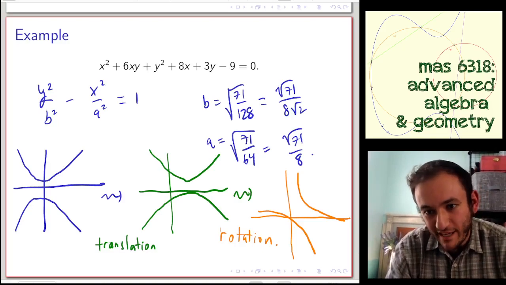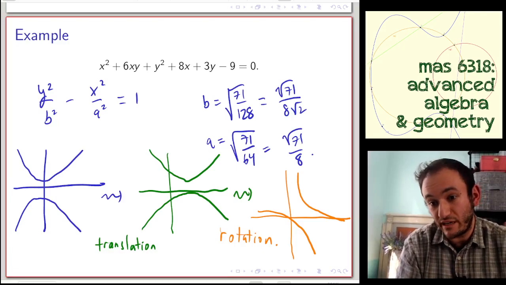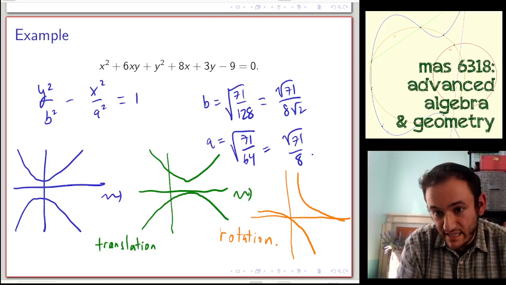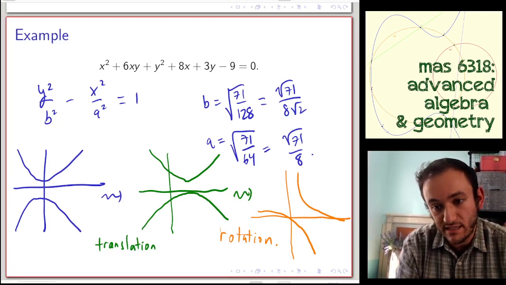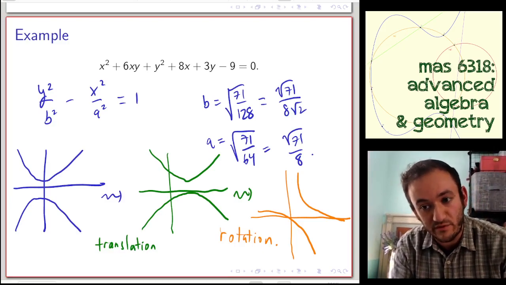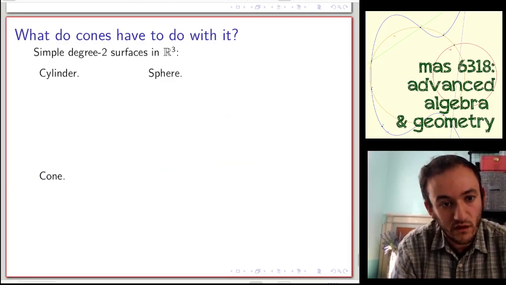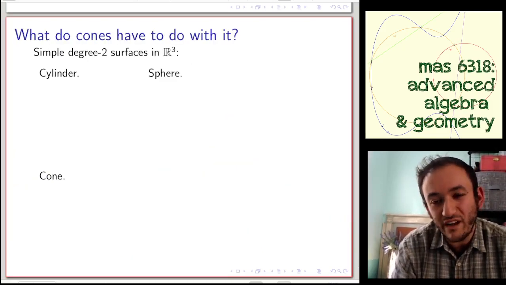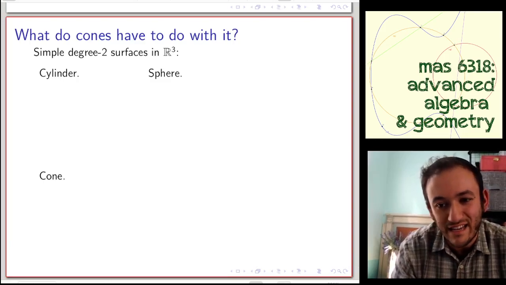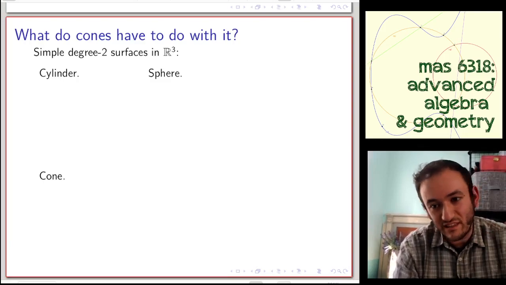So that was a long example, but hopefully it gives you the sense of what we were doing here. We make a change of basis, we translate, and then we have something in standard form. Possibly along the way, something turns to 0, and so we come to a degenerate conic or a parabola. Okay, so why are we specifically looking at conic sections? Why are they called conics? Why does degree 2 mean suddenly we're looking at a cone?